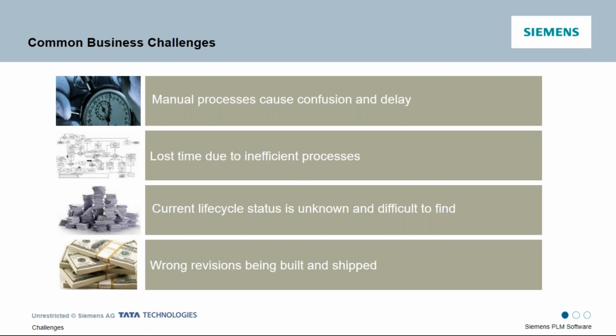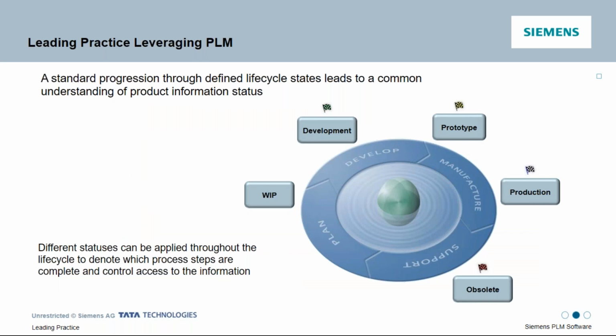When I look into a part or a part revision, I don't know whether that is at a development stage or whether that's production ready or if that is even obsolete, right? That can result in wrong revisions being built and shipped, which we definitely want to avoid. So the number one leading practice in the industry to address this challenge is to have an enterprise-wide consistent lifecycle statuses or maturity levels established for your data.